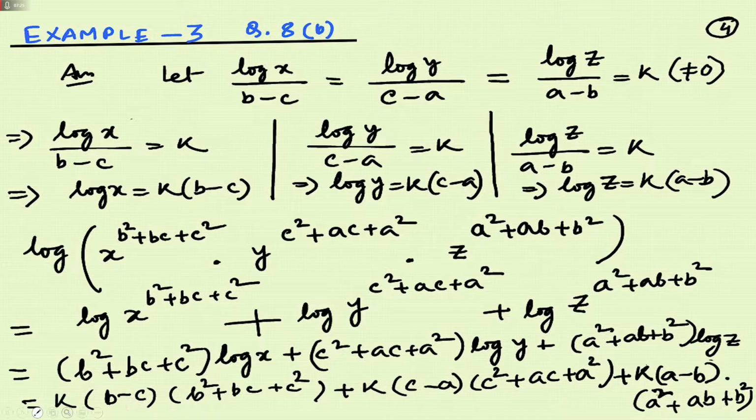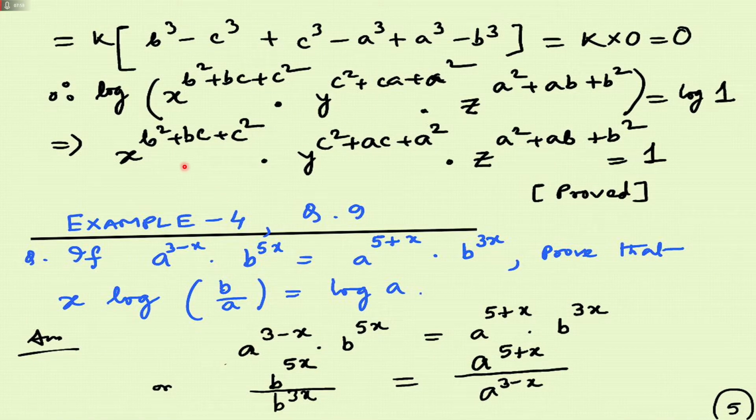Now you have log x as this type of value, so I am putting the value of log x here as k into b minus c, and it was here b square plus bc plus c square, like this way. Here log y is k into c minus a, and it was previously here, and this will give you k into a minus b into a square plus ab plus b square. Now see that these will give you b cube minus c cube. This is the product rule of cube. So this will give you c cube minus a cube, and this will give you a cube minus b cube.